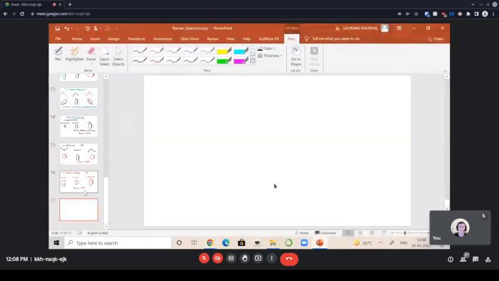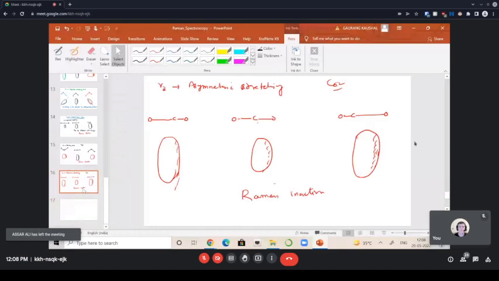So in the last lecture, we were discussing the Raman spectra of the CO2 molecule. We discussed that the carbon dioxide molecule has three fundamental vibrational modes. Out of these three, the first one is the stretching mode, which is Raman active. The other two, the bending mode and the asymmetric stretching, are found to be Raman inactive.